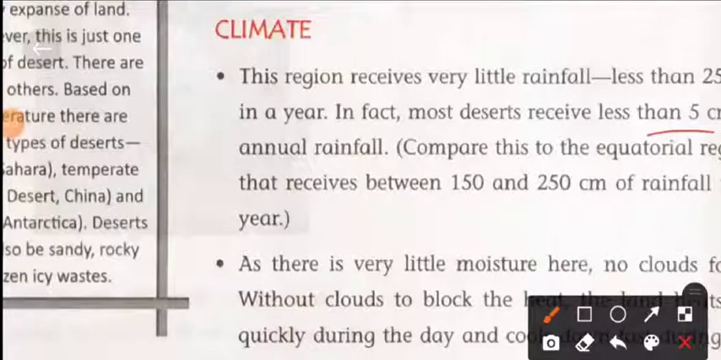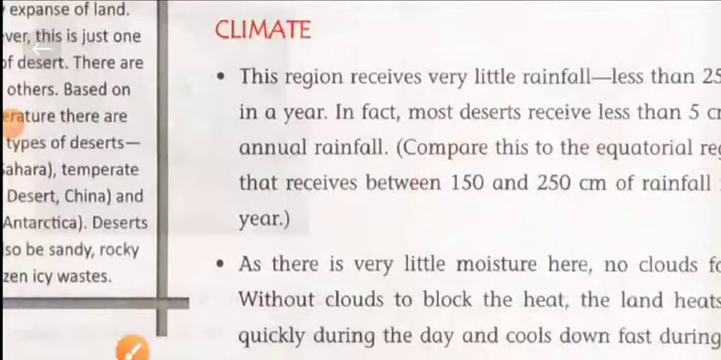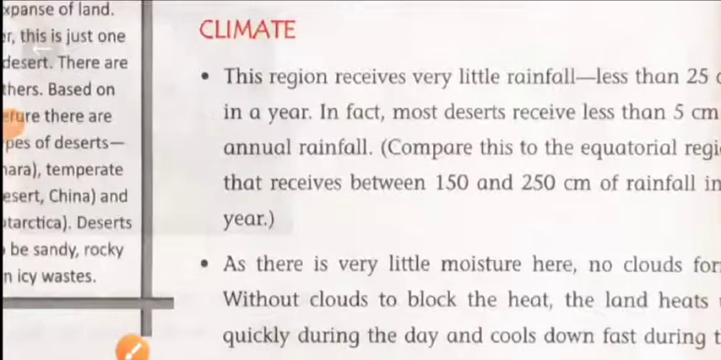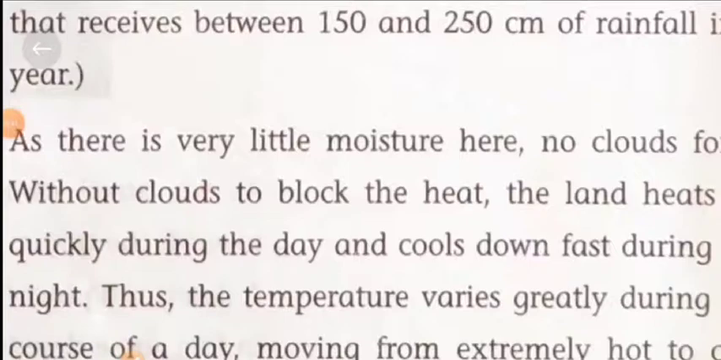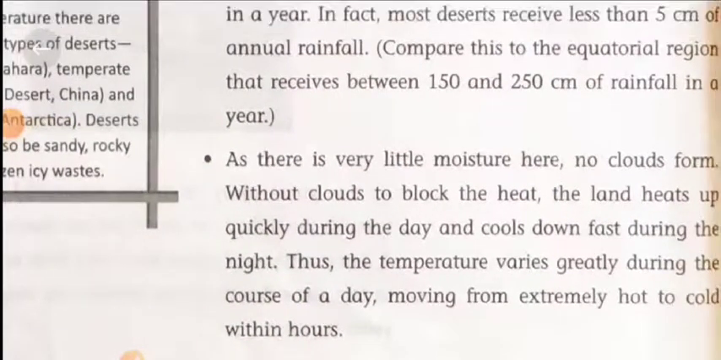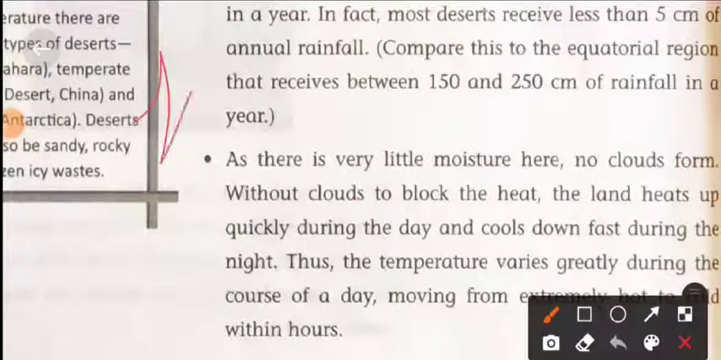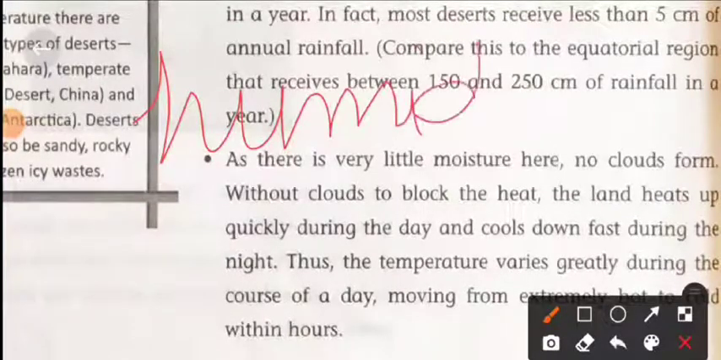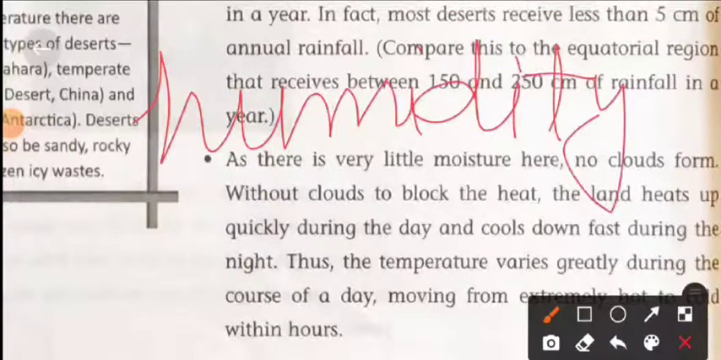To compare, the equatorial region receives between 150 to 250 centimeters of rainfall in a year, the highest rainfall in the world. As there is very little moisture here, no clouds form. As you know, it is very hot here, so no humidity is found. Humidity is zero here.